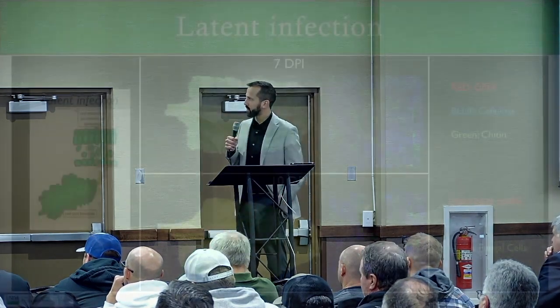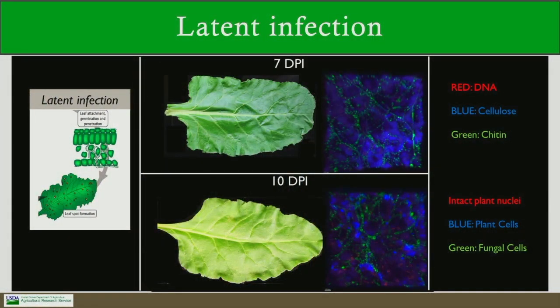And as just a quick reminder of what latent infection looks like, in greenhouse assays when we inoculate sugar beets at 7 days post-inoculation, which is the top panel there, you can see that sugar beet leaf looks pretty healthy, but when we zoom into the cellular level and stain the plant cells blue and the fungal cells green, you can see that there's a bunch of green in there intertwined with all the plant cells. And this gets worse at 10 days post-inoculation, and then eventually we see symptoms at 14 days, given nice humid conditions for the pathogen here.